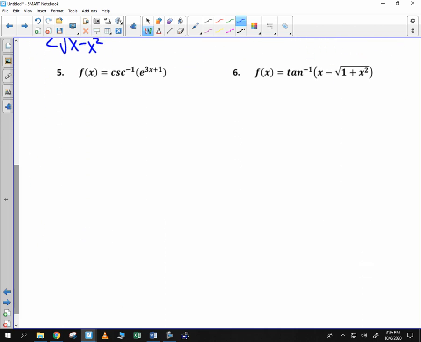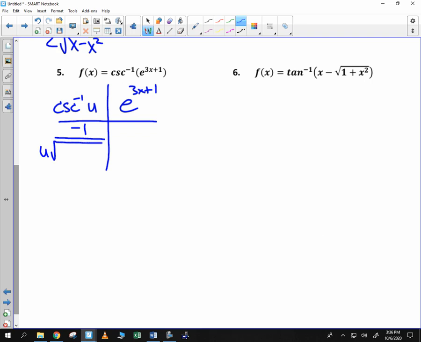Time we deal with a cosecant or secant option. In this situation, I will set it up again with the chain rule, the cosecant inverse of u. And the inside is e to the 3x plus 1. The derivative of cosecant inverse of u is -1 over u roots of u squared minus 1. The derivative of e to the 3x plus 1, we've been over this before. You do use the chain rule. It turns out you just have to take the derivative of the top, which is 3, times e to the 3x plus 1. So it works out as simple as that.